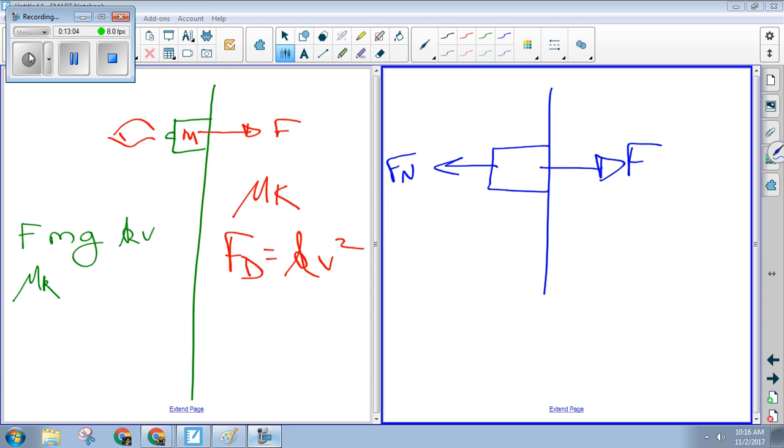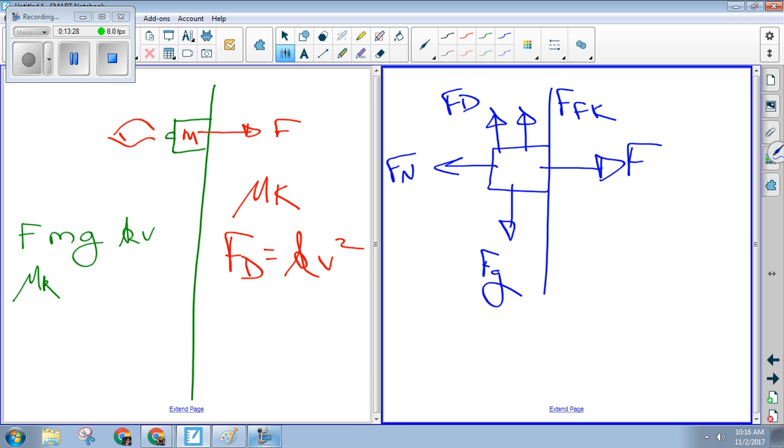Sorry. Okay, so we got the force. We got the force this way. Normal force pushes back to the left. Is everybody okay up to there? Yes. Alright, what other forces are there? Force of gravity. What kind of friction? Kinetic and drag force. Good?